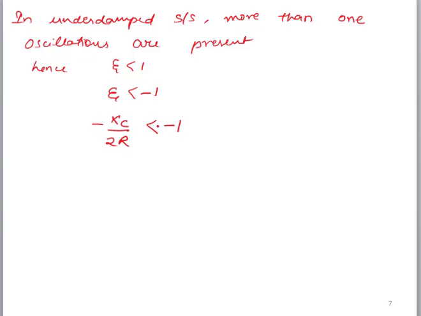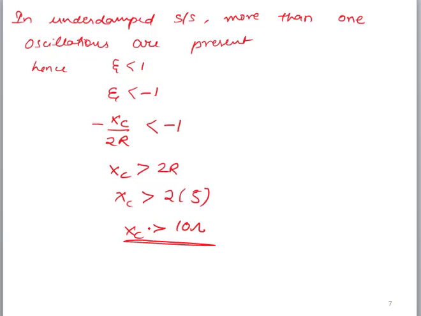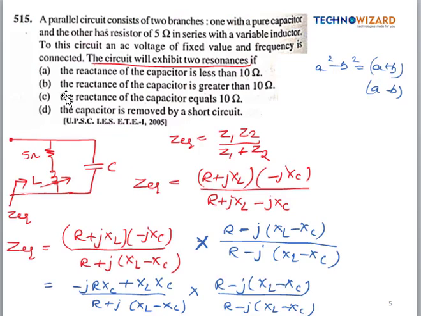So let's multiply -1 on both sides, so the sign will get changed. So this will be xc will be less than 2 into r, and in the question the value of resistance r is given as 5 ohm. So we are getting the value of xc is greater than 10 ohm. Okay, so it means the reactance of the capacitor is greater than 10 ohm, so option b is correct.